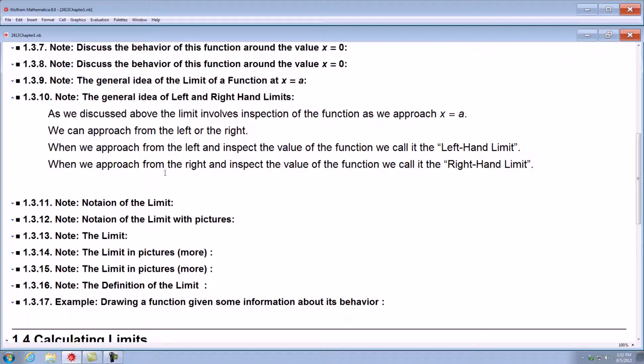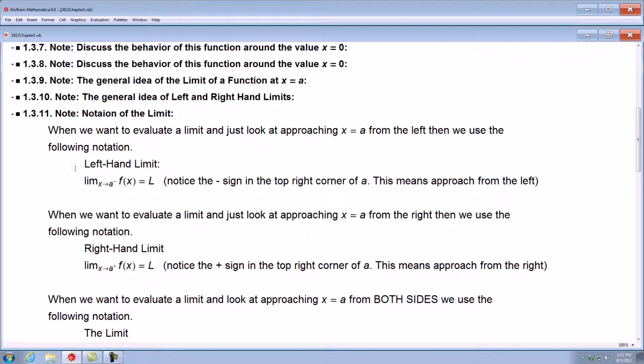Alright, the general idea of the left and right hand limits. As we discussed above, the limit involves inspection of the function as we approach some value of x. We can approach it from the left or the right. When we approach from the left, we call it the left-hand limit, or the limit from the left. There's a couple of different ways you can say it, but I'm going to say left-hand limit. When we approach the value of x equals a from the right and inspect it, we call it the right-hand limit.